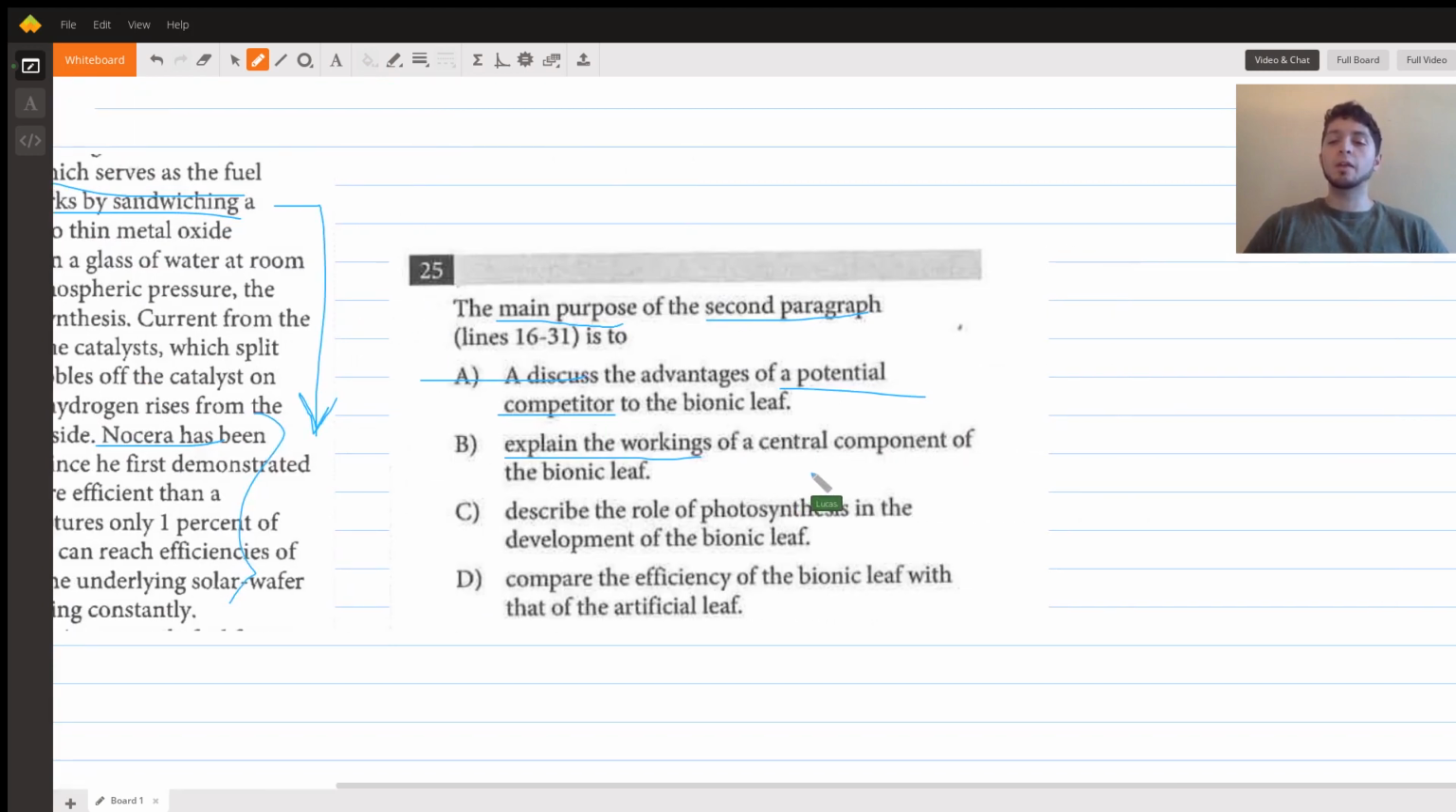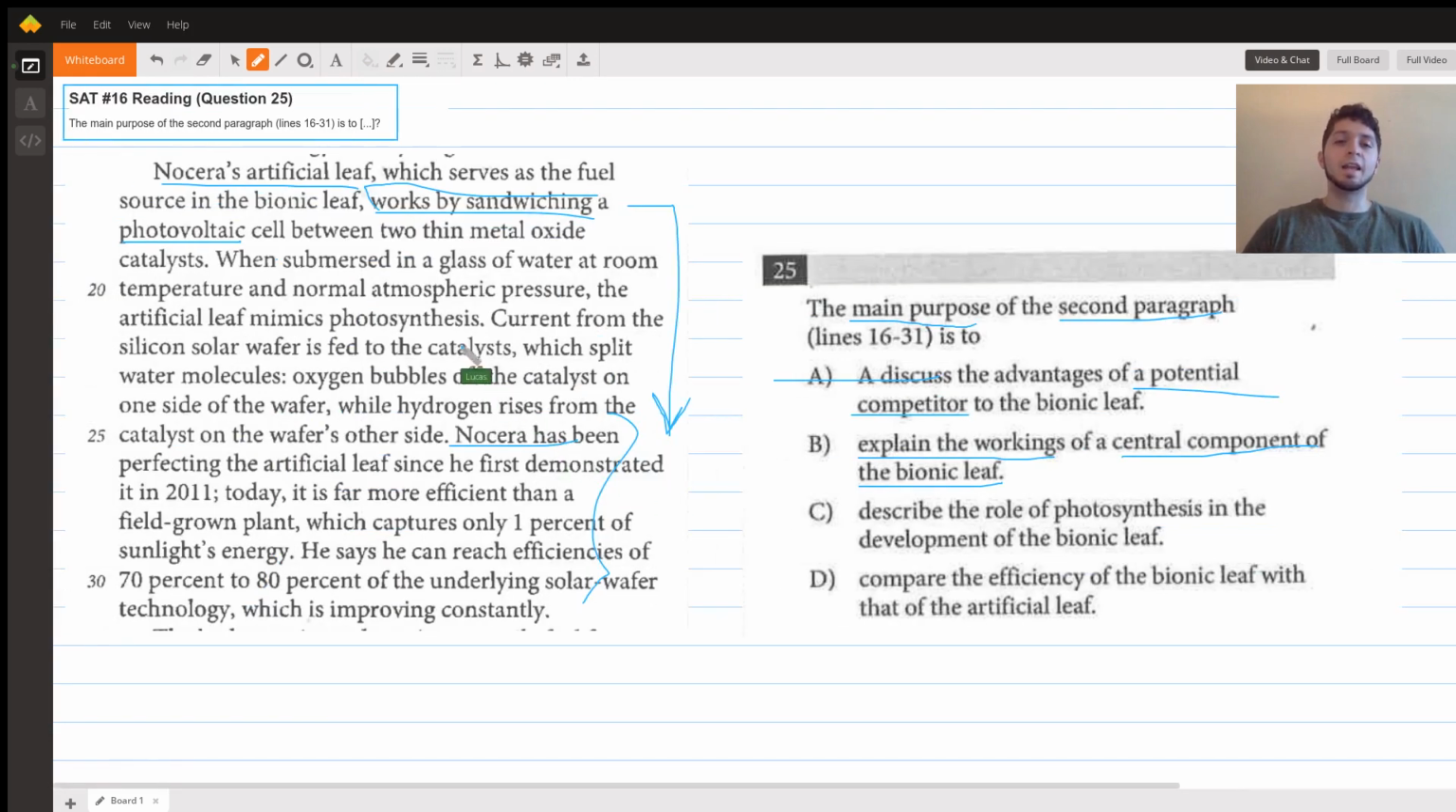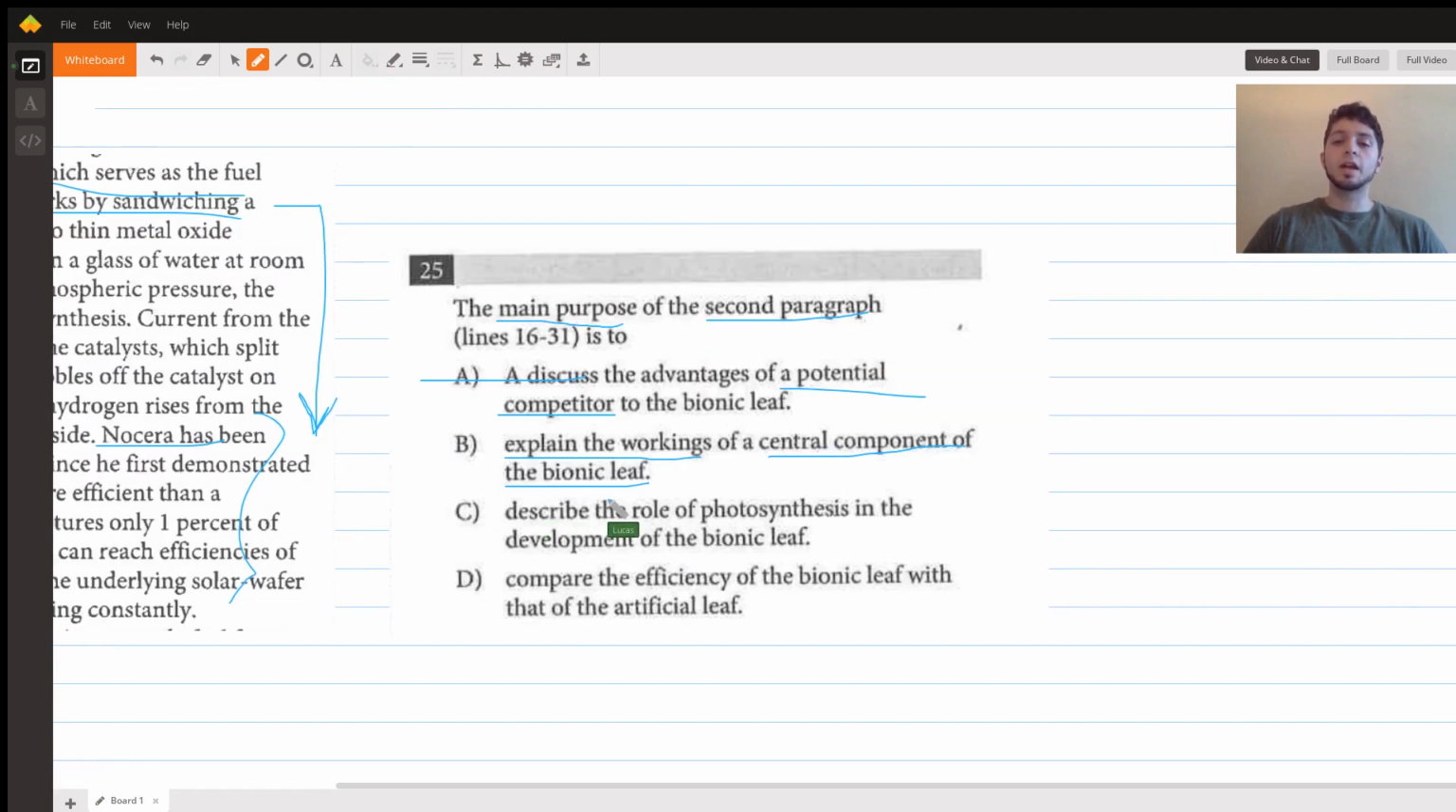The second part here, though, central component of the bionic leaf, we want to make sure we understand what that means, right? Because we're like, all right, I thought we were talking about the artificial leaf, not the bionic leaf. But we need to remember that the artificial leaf is a component of the bionic leaf. As said here, right, it serves as the fuel source in the leaf. So this is a pretty good answer choice, because that is what this paragraph is doing.